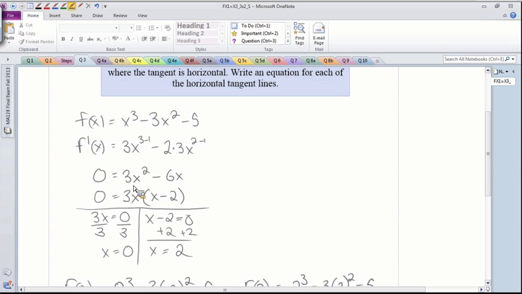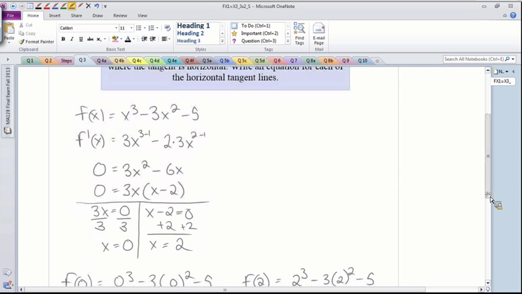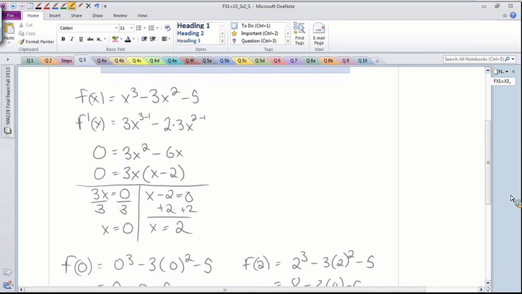So that gave us 3x squared minus 6x equals 0. We're right here, if you guys don't know. And I factored out 3x so I can solve for x. So I took out 3x, x minus 2 is left inside the parentheses, and then I set each factor equal to 0. So 3x is equal to 0, x minus 2 is equal to 0, and I solved for x for each. I got x equals 0 and x equals positive 2.